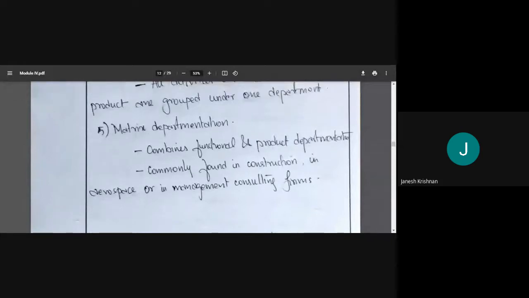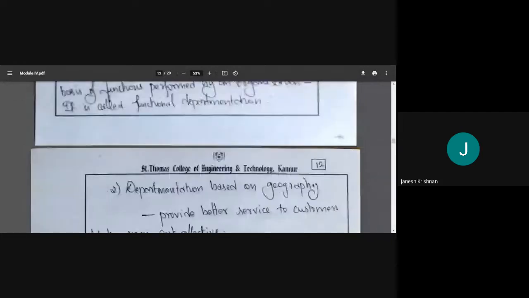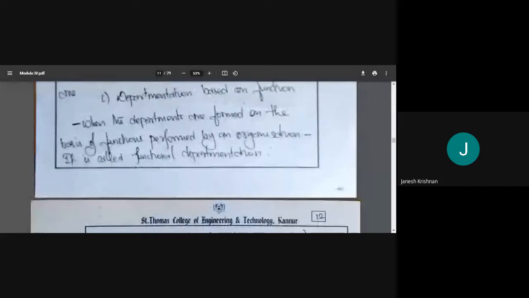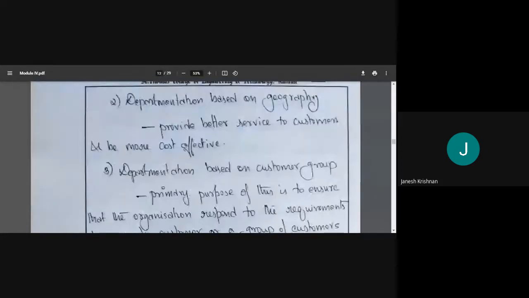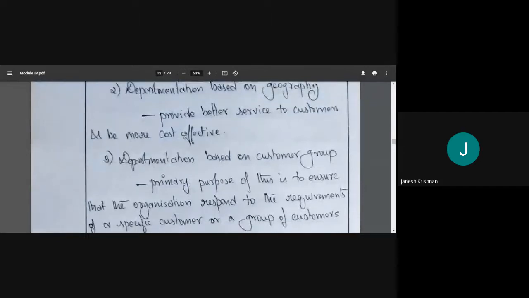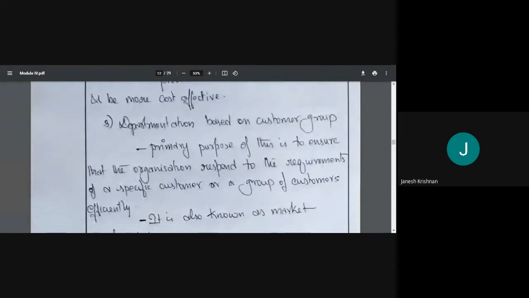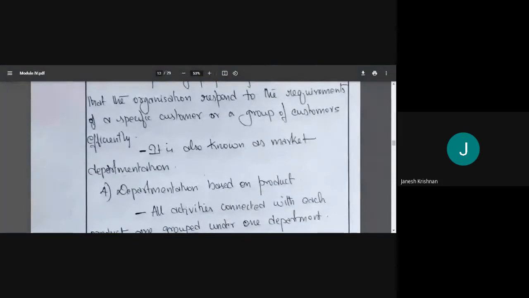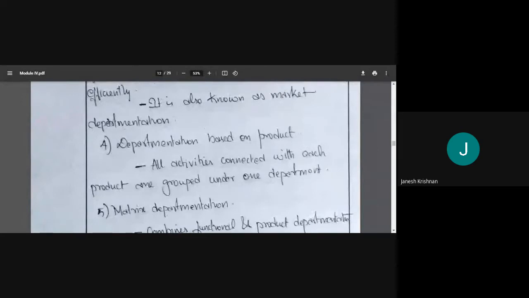Okay. So what are the bases? The first one is based on the function, that is marketing or designing, estimation, whatever it is. This is functional departmentation. Then based on geography, where our location is. Then based on customer group, who our customers are: if they are NRIs, corporates, or farmers, that is also market departmentation. Then based on product, what our product is: if it is two-wheeler, three-wheeler, four-wheeler, or if it is a dam, a building, a stadium.